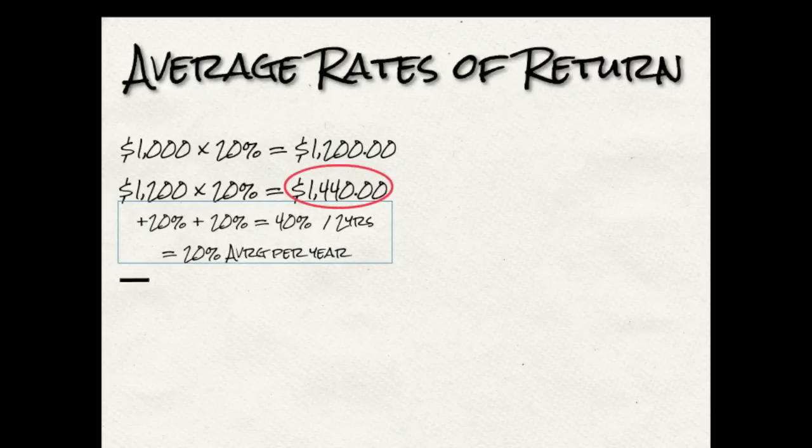Let's divide it by 2 years. We have a 20% average per year. And the answer here is $1,440. Now, let's take another look.